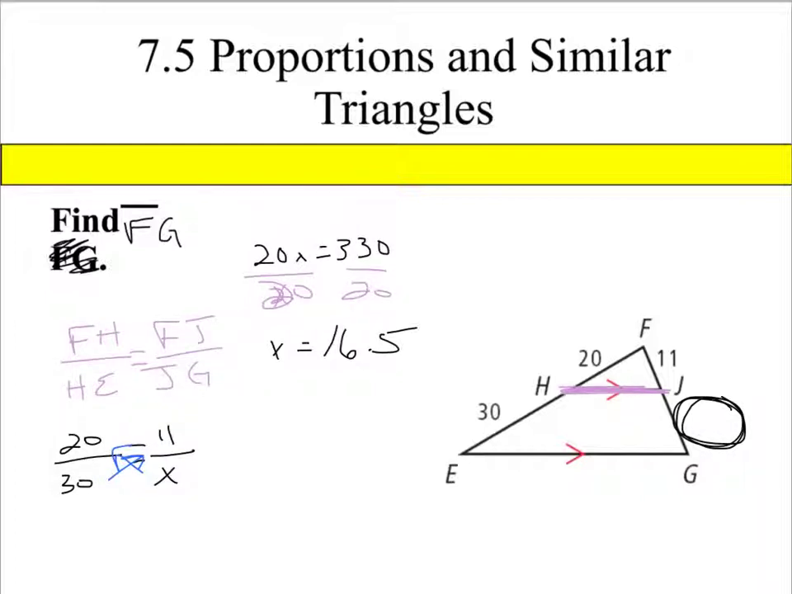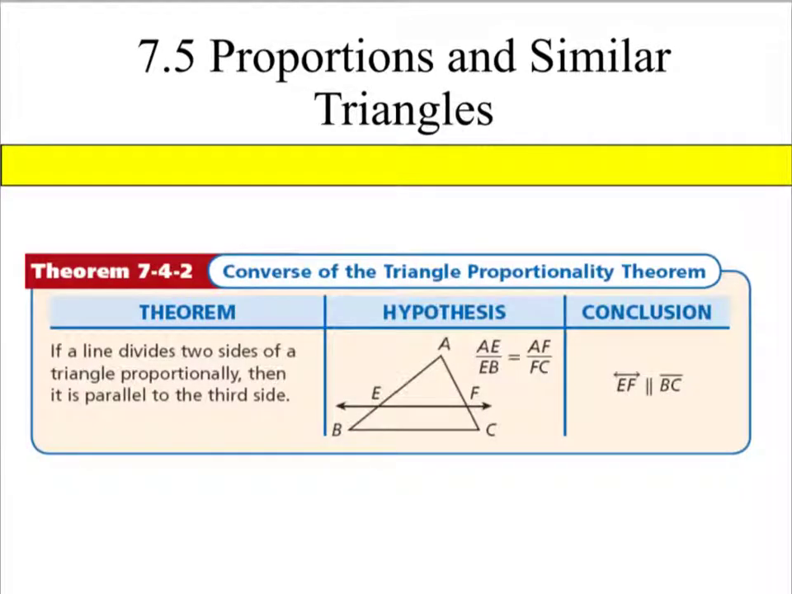So all we do is take that 16.5 and add it to FJ, which is 11, and my overall answer, FG, is going to equal 27.5. Remember, that's the entire length of this side, FG. Because this part is 16.5, we add both sides together and we get 27.5. Done! Moving on.